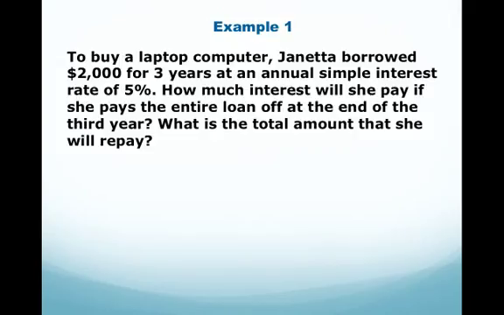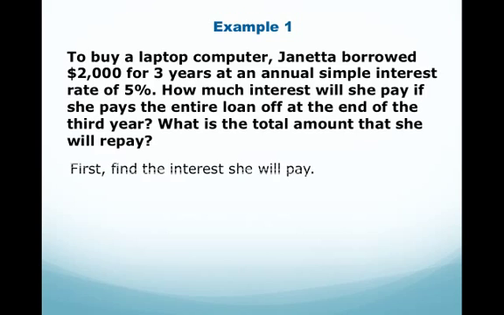Example 1. To buy a laptop, Janetta borrowed $2,000 for 3 years at an annual simple interest rate of 5%. How much interest will she pay if she pays the entire loan off at the end of the 3rd year? And what is the total amount that she will repay?